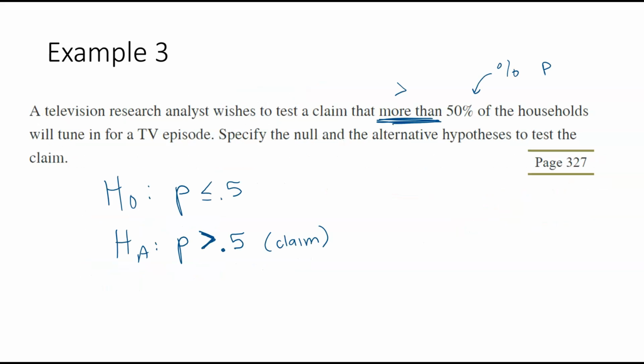Let's look at this one. The claim is that it's more than 50: a television research analyst wishes to test a claim that more than 50%. So we want to support this claim. If we wanted to support this claim, what would need to happen? Well, we would need to reject the null, right? So we would reject the null.